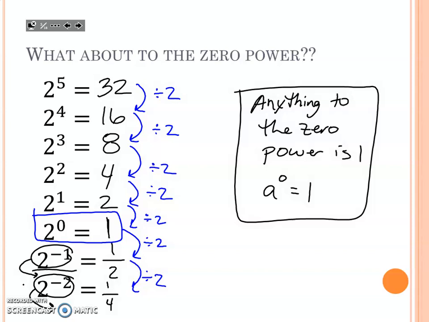There is one exception, and this has shown up on a college algebra test. That's the only reason why I'm showing it for you guys. One exception would be 0 to the 0 power. Okay? 0 to the 0 power is undefined. Dividing by 0 is undefined. 0 to the 0 power is undefined.